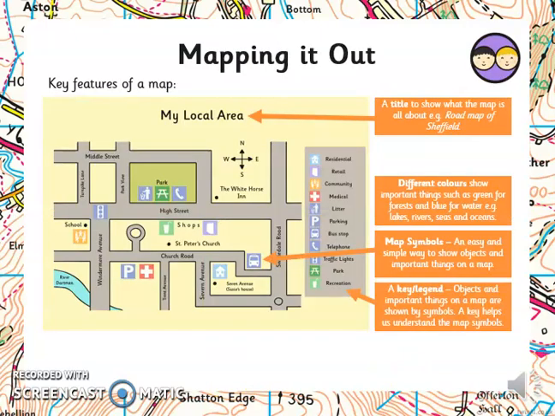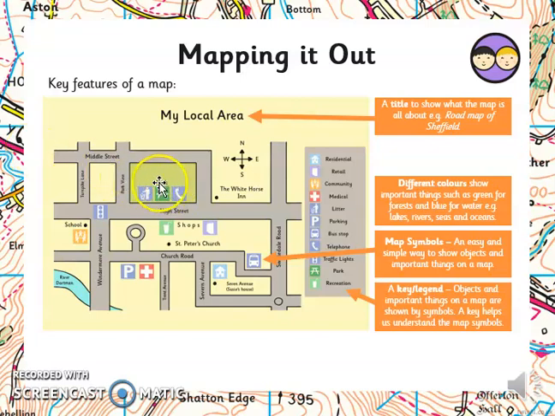So if we have a look at a map here, now this is a computer map that's been made in a computer, but it shows some of the key features that we're going to discuss. So first of all, the map starts with the title, and this tells us what the map is all about.